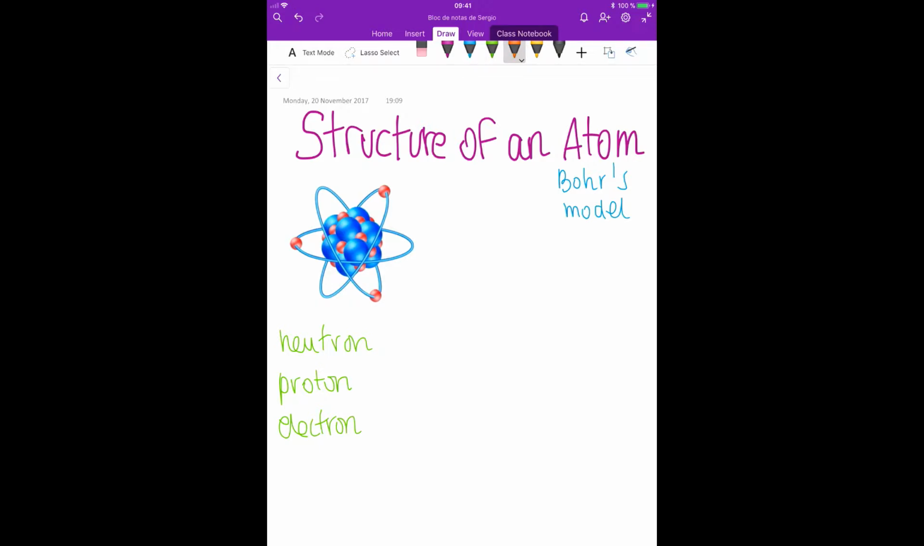The two main characteristics that we need to learn are the charge of the subatomic particles and the mass. Before doing anything further, we need to know that when we talk about charge and mass, we're only talking about relative values. So when I say that a neutron has a charge of 0, or a proton has a charge of +1, I'm not saying that they have a charge of +1 coulomb. It's only relative to the other subatomic particles.